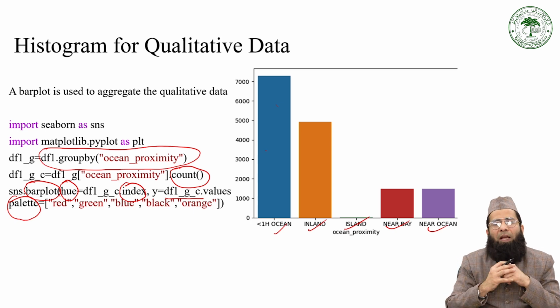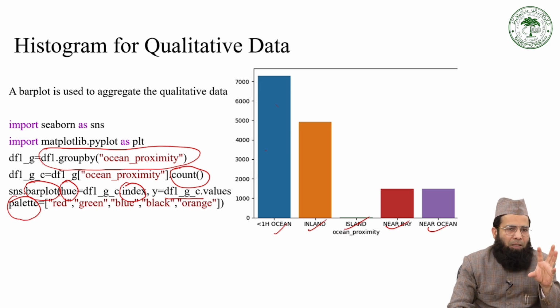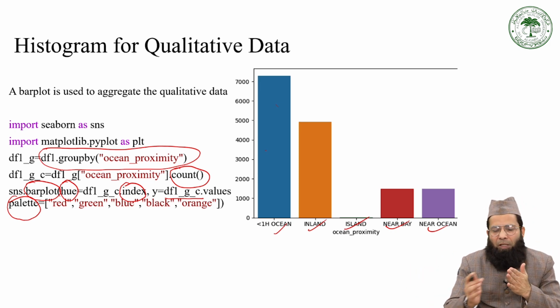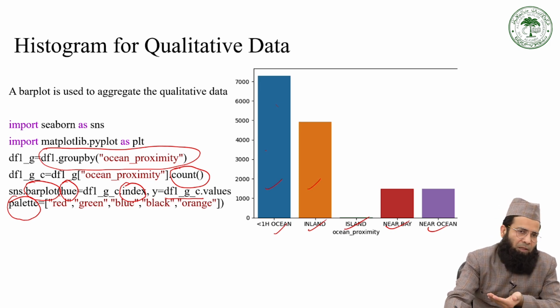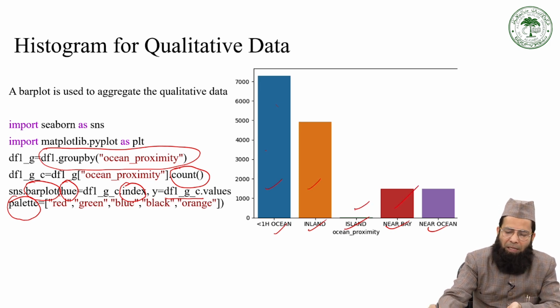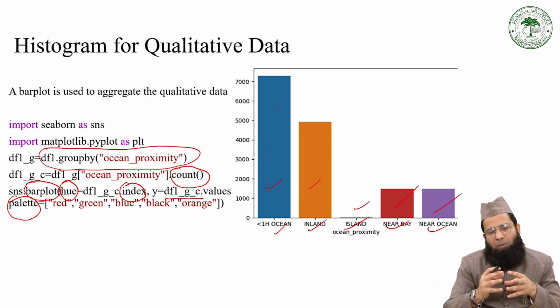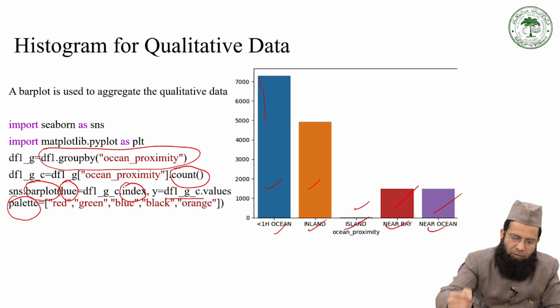So in this way, we can draw a histogram. So actually, what is a histogram? A histogram gives the frequency under each interval, right? So my intervals here are like inland, less than 1 hour ocean, and island, near bay. So these are my bands or different categories, and I am trying to find the frequencies, right? So these are frequency values.